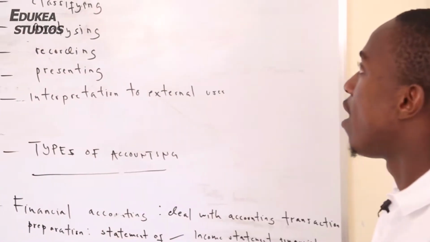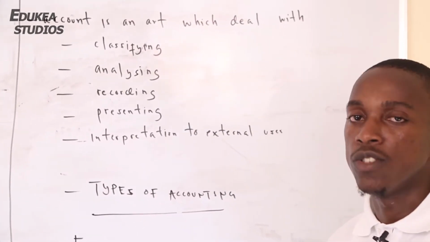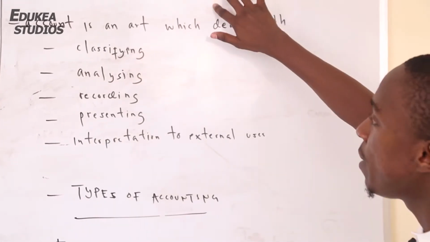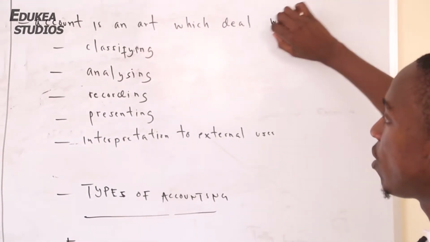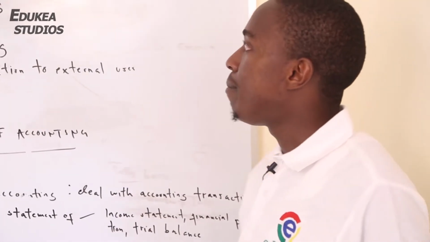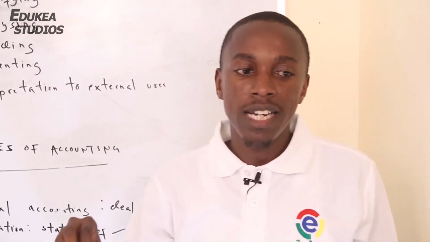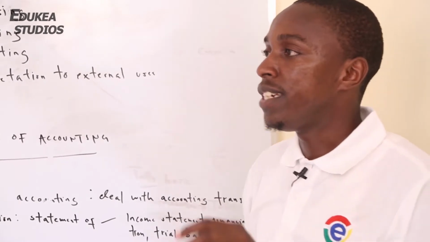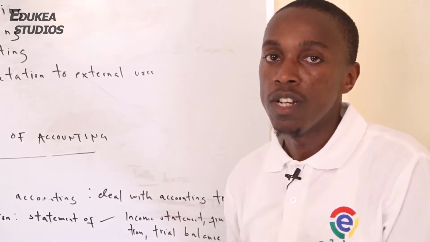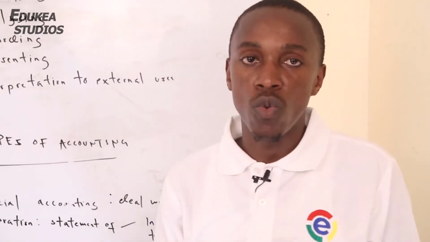Now we're starting to move from one topic to another. The first topic, as the word says, is Introduction to Accounting. So let us start by asking ourselves, what is accounting? When you're doing accounting, what do you mean by accounting, okay? Accounting can be defined as an art which deals with classifying. What do we mean by classifying? In accounting, we are dealing with different transactions and different items. So we need to classify which transaction belongs to which group, okay?